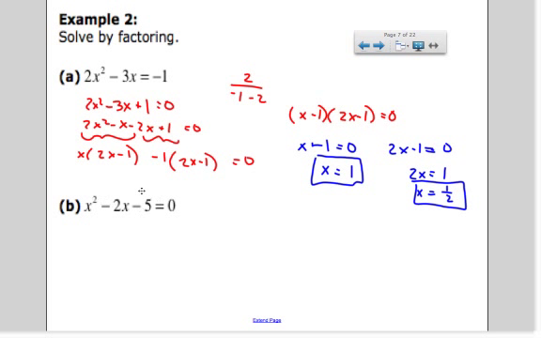This one is already in baby form. This is a baby method problem. I'm going to factor 5, 1 and 5. That's it. The bigger one's negative, the smaller one's positive, and they don't add to negative 2. So wait, we can't factor this.